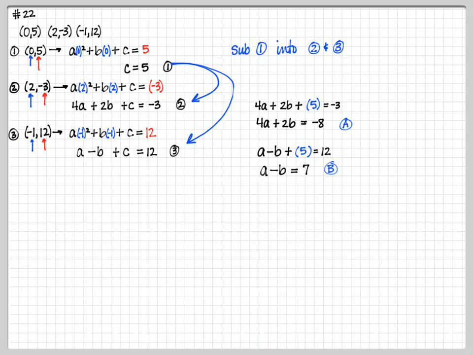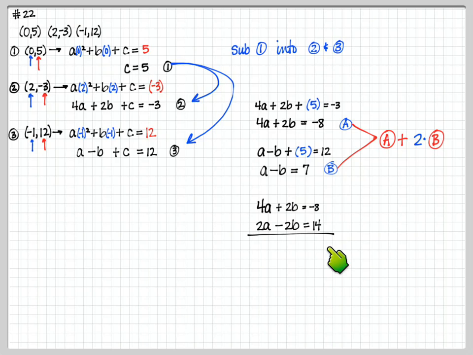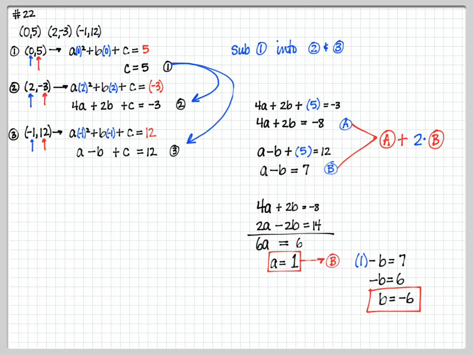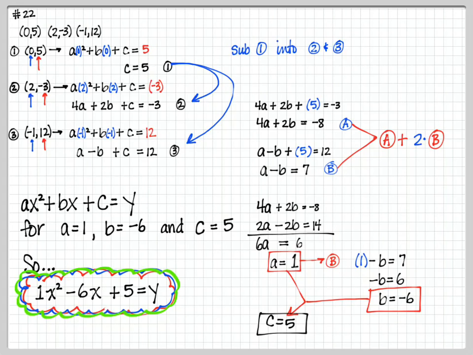Each of those now only has 2 variables to solve for. And if I take equation a and add it to 2 times equation b, you can see right here that my b's are opposite, so when I add those together, I just have 6a equals 6. Simplifying, I get a equals 1. Plug that into equation b up above, plug this right here into that equation, and you can solve for b, which is negative 6. We were told earlier that c equals 5, so we plugged it in.